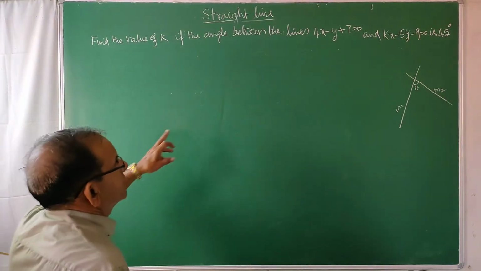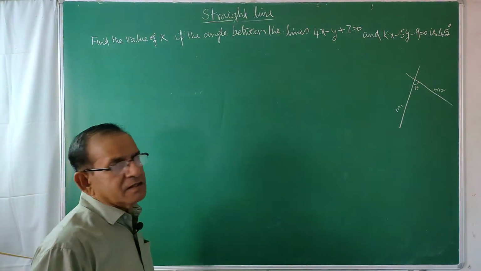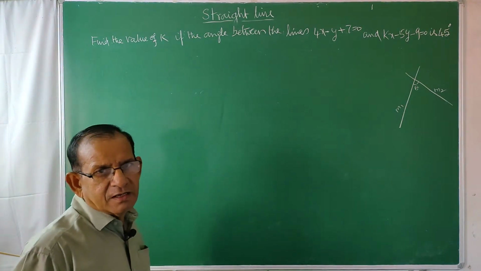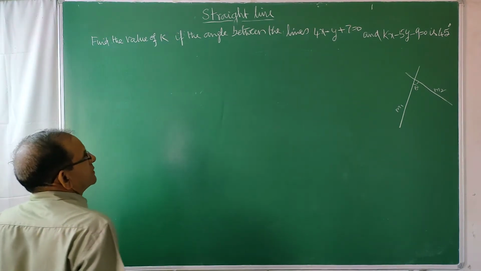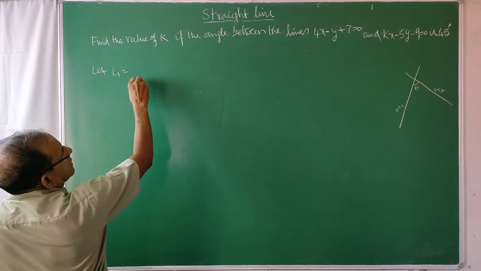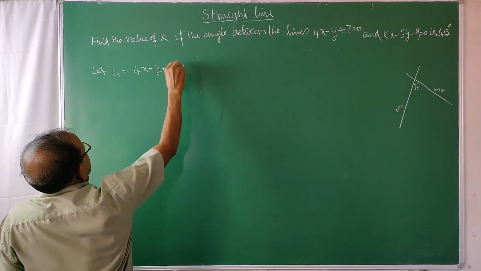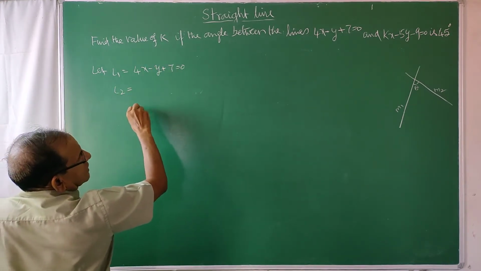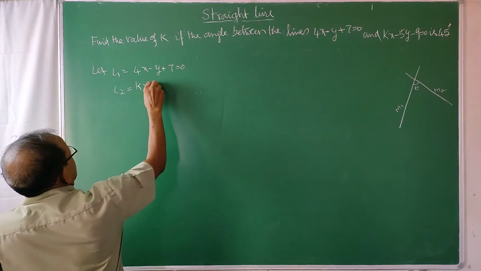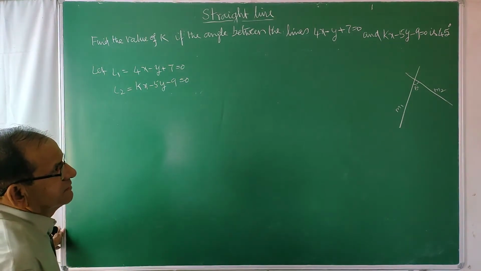Now say this one here, two lines are given and it is also given that the angle between those two lines is 45 degrees. So what is the value of that unknown k, which is there in the second line? Now take the given lines. Let L1 is equal to 4x minus y plus 7 is equal to 0 and L2 is equal to kx minus 5y minus 9. And theta is given as 45 here.